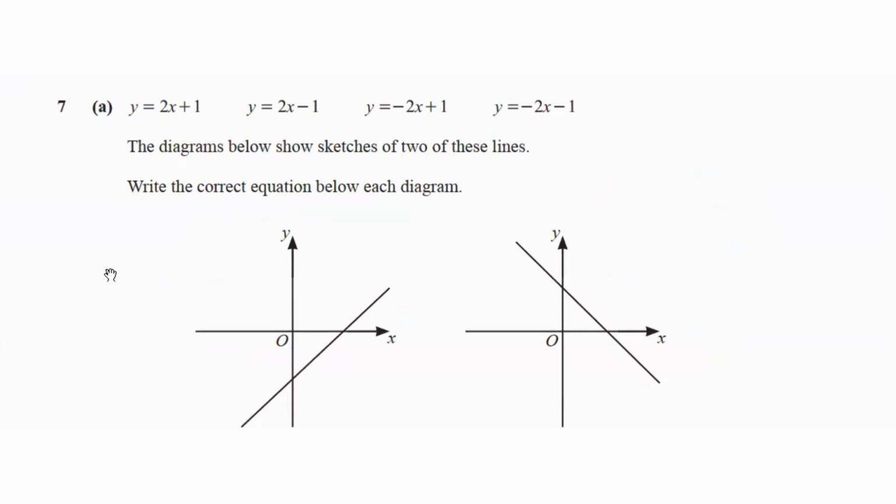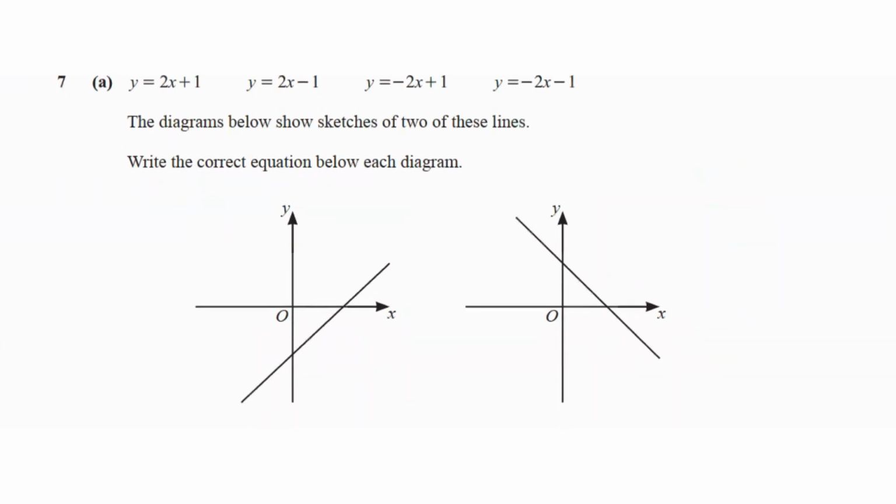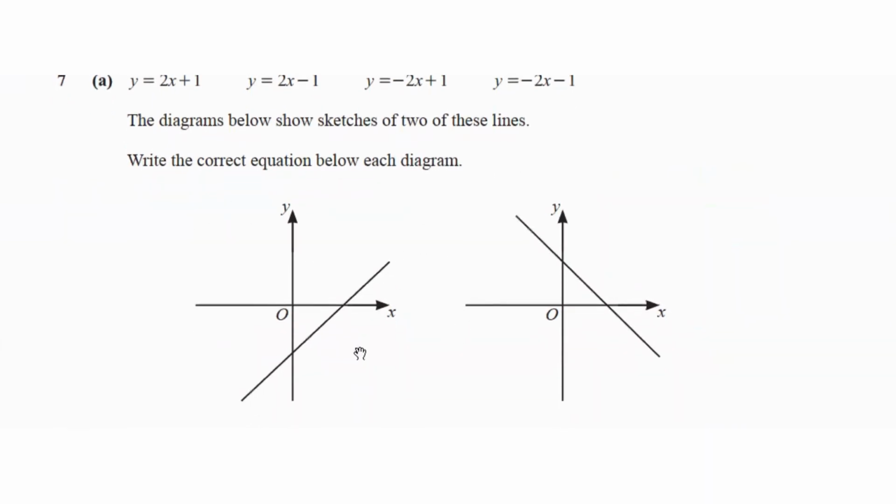Question 7 gives us 4 different equations, and they're saying that the diagrams below show sketches of 2 of these lines. Write the correct equation below each diagram. So if we look at the first diagram, we can see that as the value of x is increasing, your value of y is also increasing. And your y-intercept is negative.